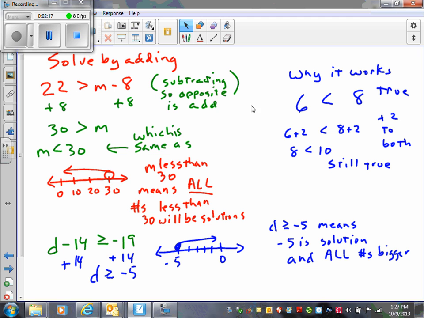Now why does this work? Why can we add the same thing to both sides and it'd still be true? Well, if I have 6 is less than 8, we know that's true. I add 2 to 6 and 2 to 8, I get 8 is less than 10, so the inequality is still true. That also works for subtracting.